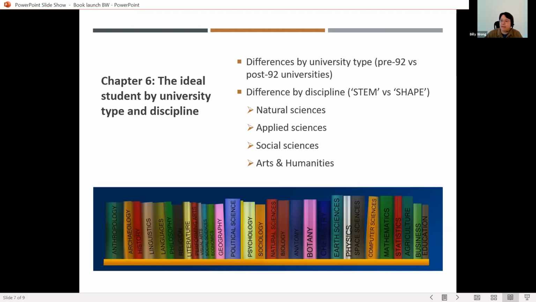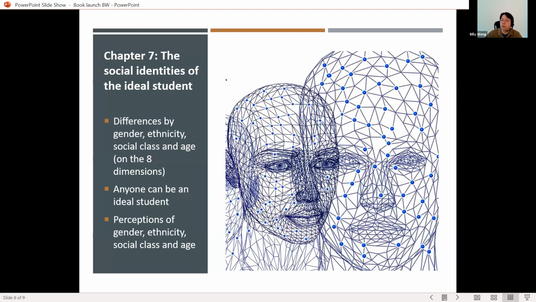So chapter 7 then, before I pass back to Tiffany, we looked into social identities. So we're focusing on gender, social class, ethnicity, and age. And the question we ask ourselves is, is the ideal student gendered, racialized, classed, or aged? And we looked at this in 2 ways.